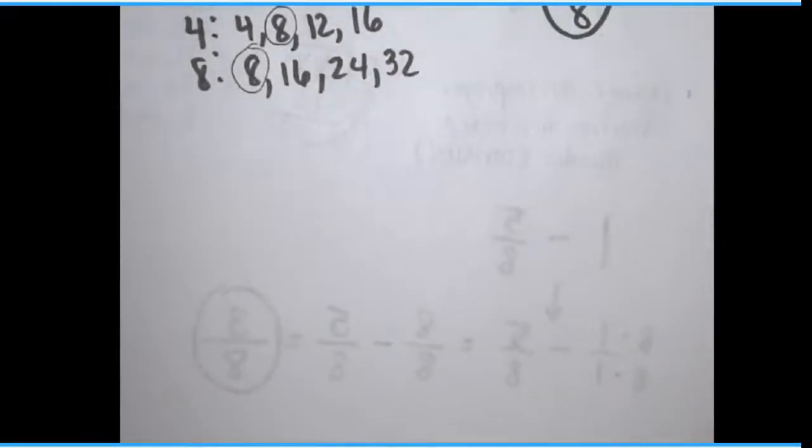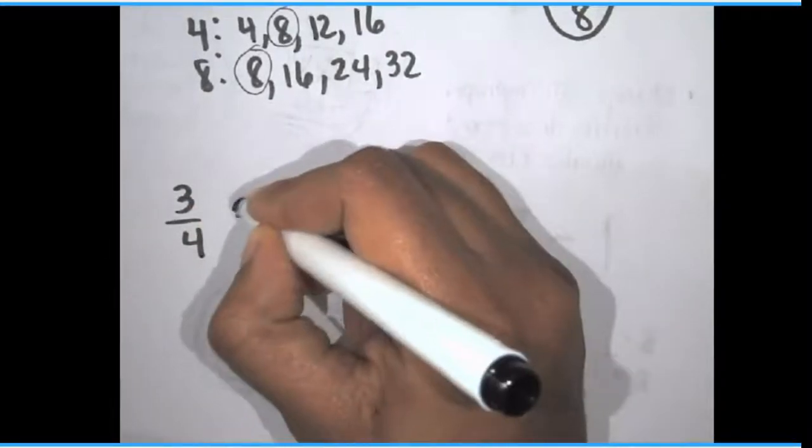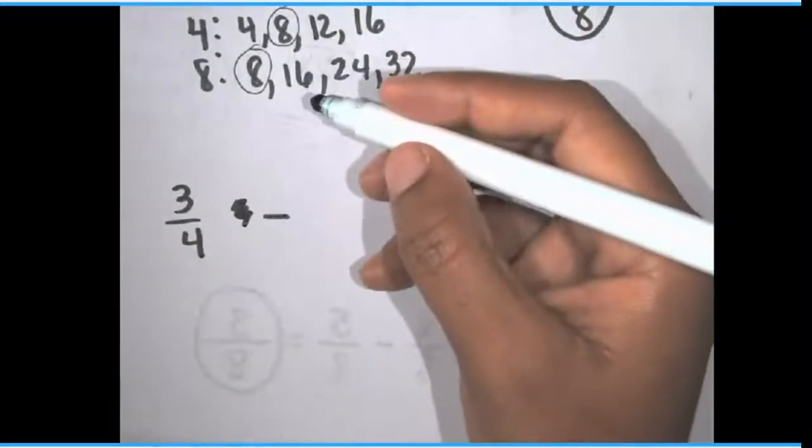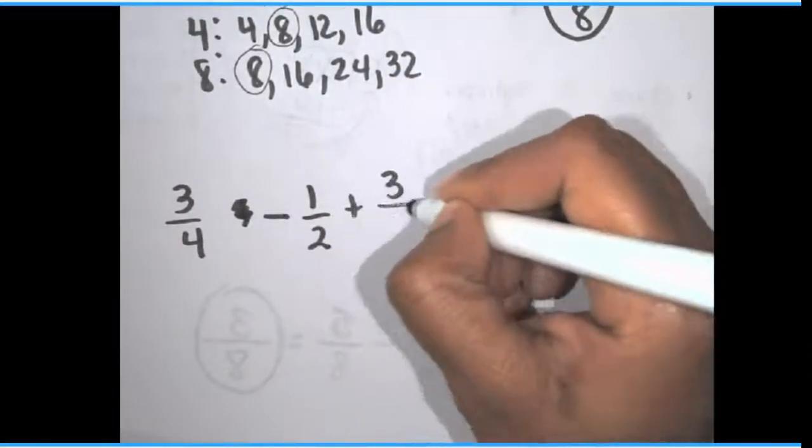For number 17, we have 3/4. We're adding, oh, I'm so sorry. We're subtracting. Be really careful with those symbols. 1/2. And then we have 3/5.